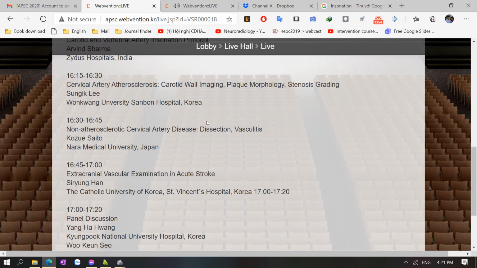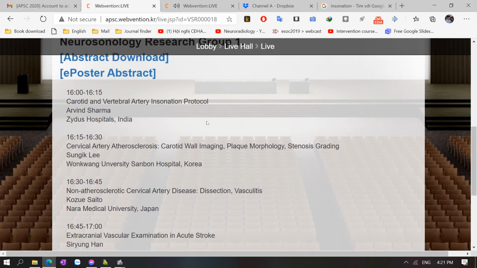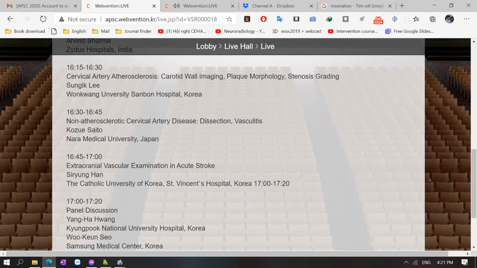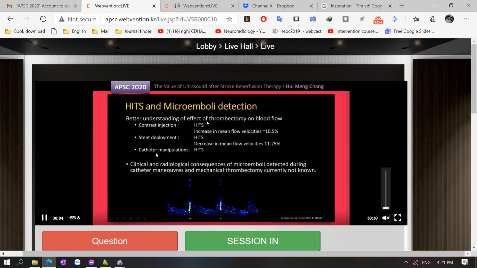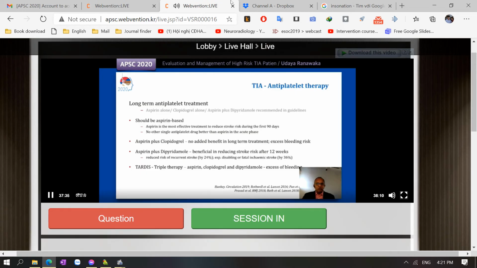Aspirin and dipyridamole, there's new data that has shown us that it can be beneficial, especially in preventing strokes after 12 weeks. Both total strokes and especially disabling and fatal ischemic strokes by up to about 36%. Does triple therapy work with aspirin and clopidogrel and dipyridamole? The TARDIS trial has shown us that it can be associated with excess of bleeding, so we don't recommend it.